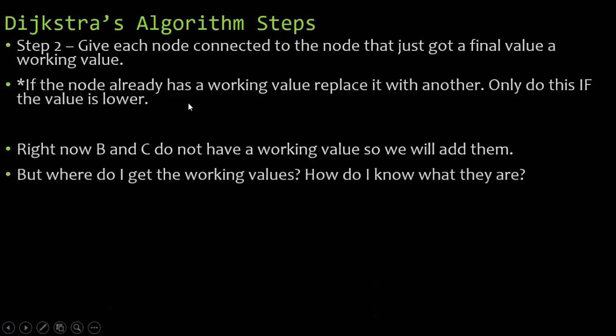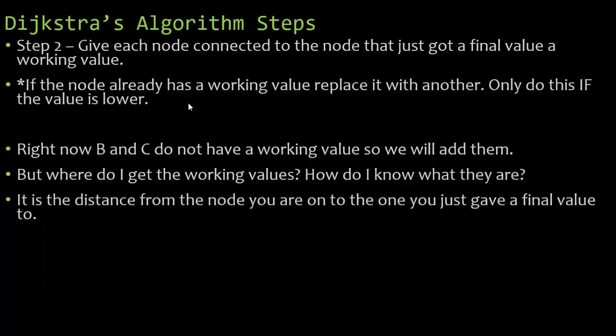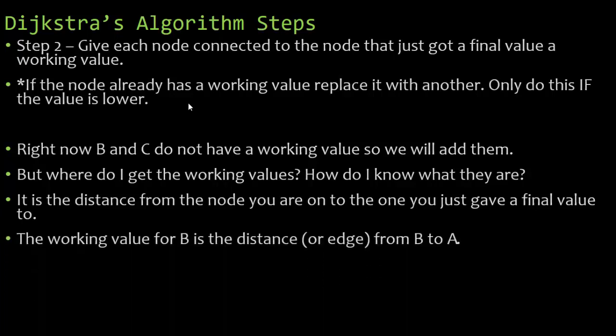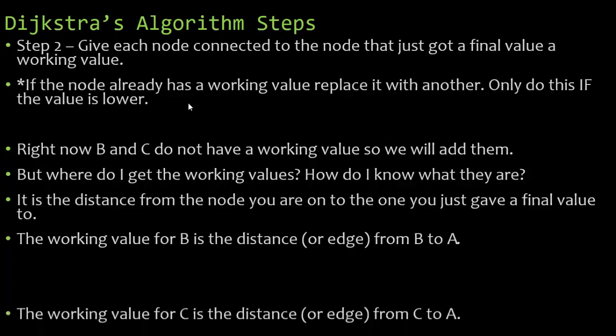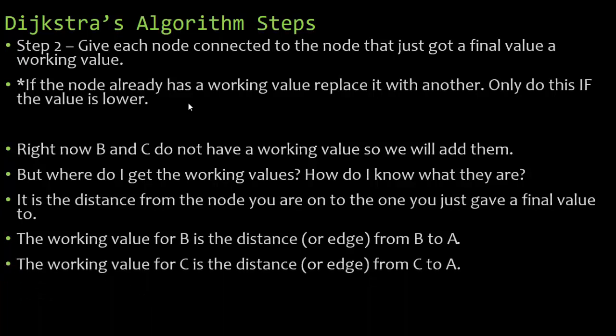But where do I get the working values? How do I know what they are? Well, it is the distance from the node you are on to the one you just gave a final value to. So the working value for B is the distance or edge from B to A. The working value for C is the distance or edge from C to A.